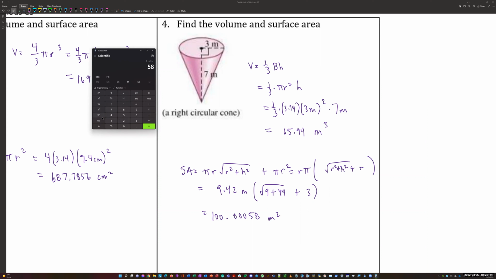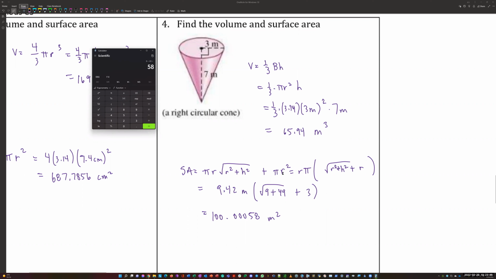Wait, where is the 3 coming from? You put 9.42, which is the multiple of 3.14 by r, which is 3. And then you put the parenthesis, which is 3 squared, and then 7 squared, and then plus, supposed to be pi r squared. Is that the formula I see on top?